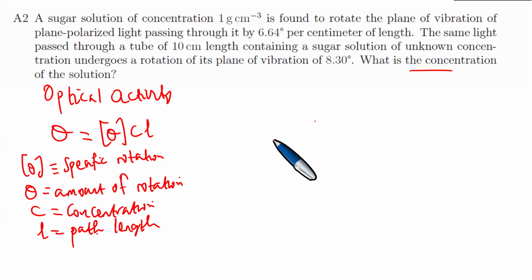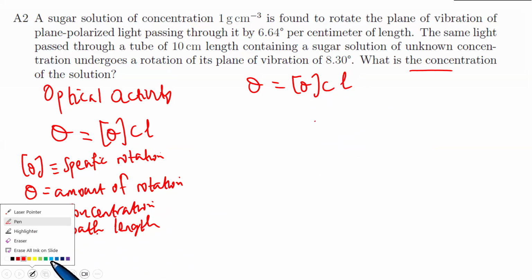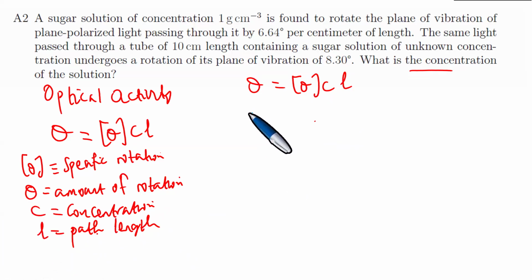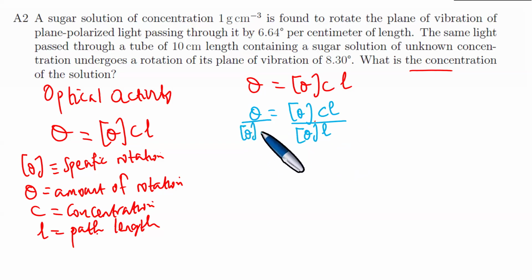So now, to find the concentration of the solution, we need C. If theta is equal to the specific rotation multiplied by the concentration and the path length, we would find the concentration by dividing by the specific rotation and L. So in the end, the concentration is theta divided by the specific rotation times L.